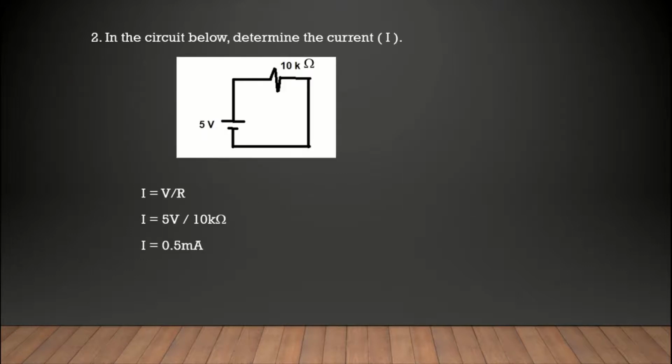Next example, in the circuit below, if you're given a circuit like this, determine the current I. So we have no idea where the flow of I is. We have here the voltage source of 5 volts and a 10 kilo ohm resistor. We are to solve for I. Using Ohm's law, I is equal to 5 volts divided by 10 kilo ohms. So the electric current in this circuit is 0.5 milliampere.